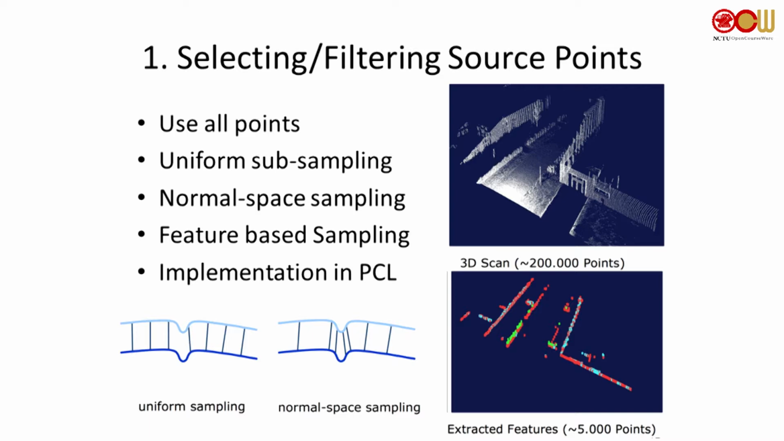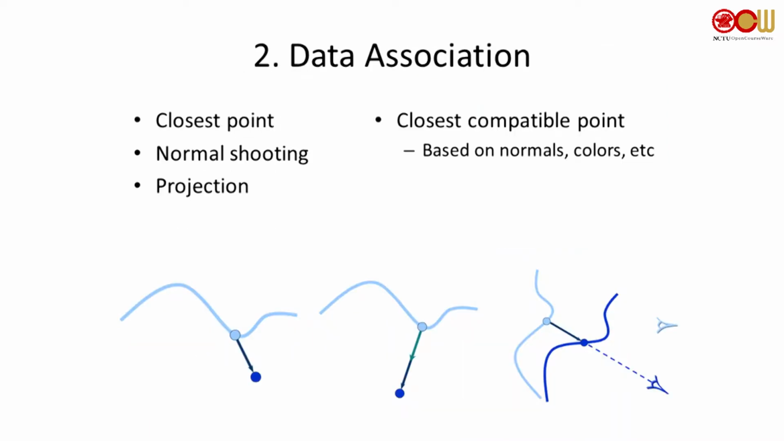And the next one is the feature. And there are also many good implementations in PCL already. If you figure out something more, maybe you could write another paper, another ICP variant. Okay, and the second main component for ICP is the data association. And there are also several ways to do it.